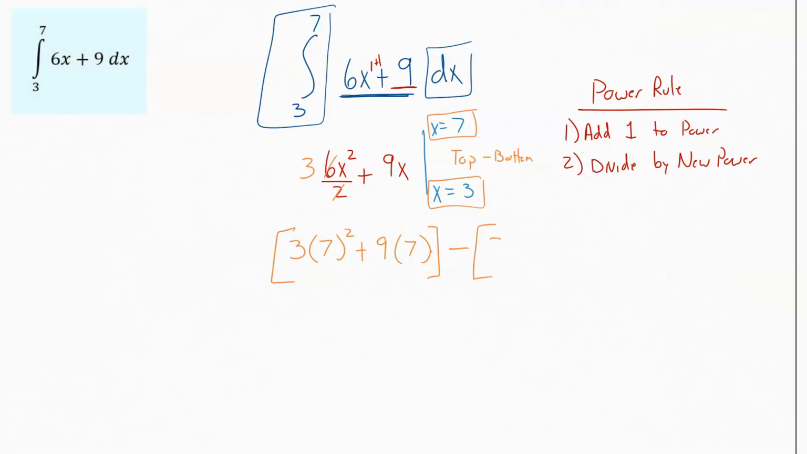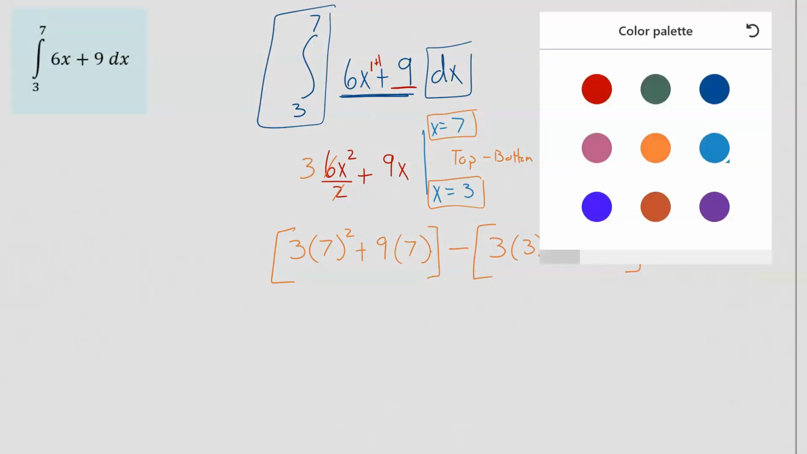And then off of that, we are going to subtract the bottom value plugged in. So plugging in 3 to that equation, we get 3 in place of x squared plus 9 times 3. Now all you need to do is just go through and evaluate those two answers.